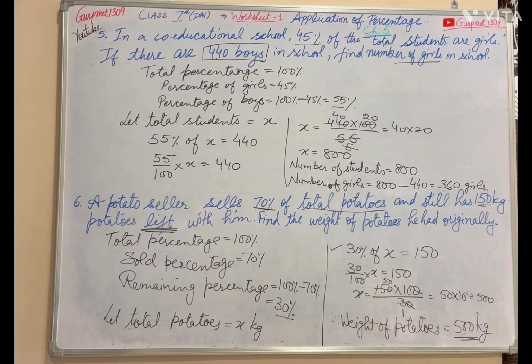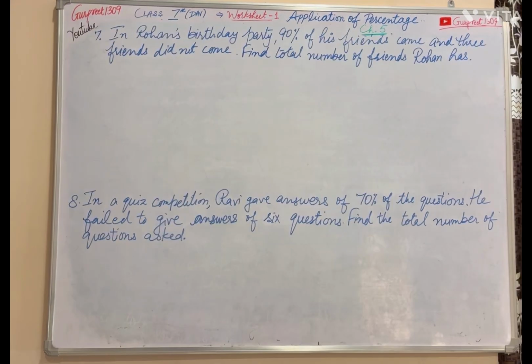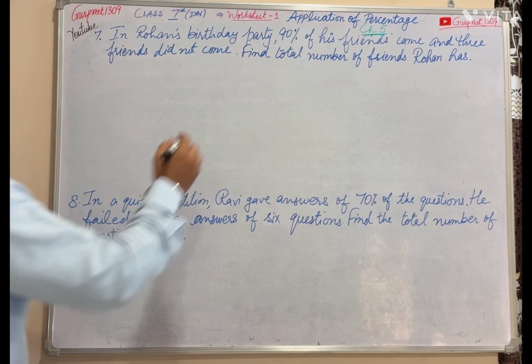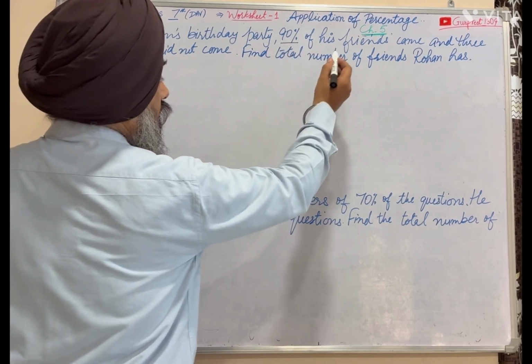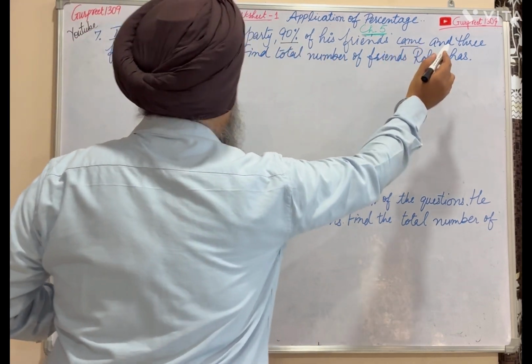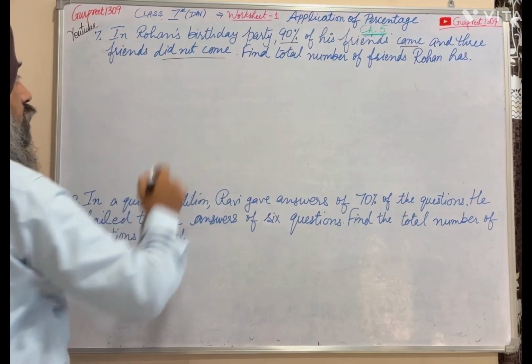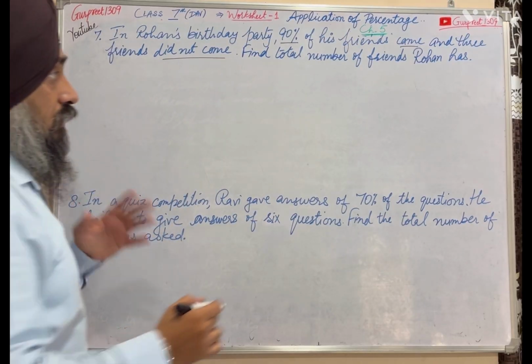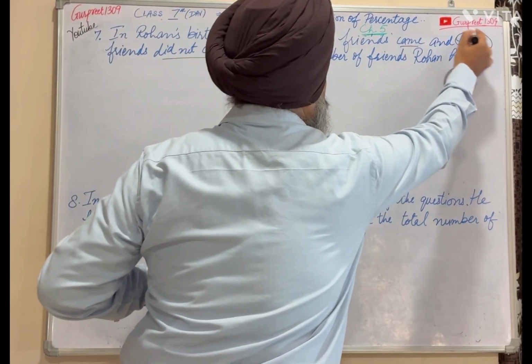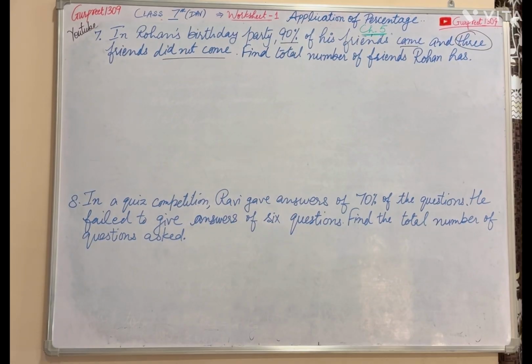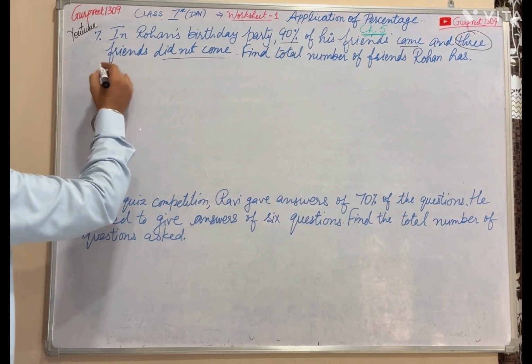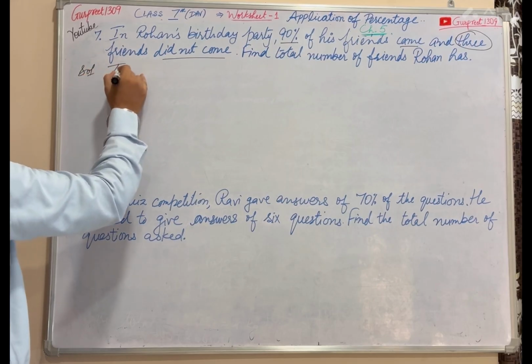So those are the 5th and the 6th questions. Now moving toward the 7th question. At Rohan's birthday, 90% of his friends came, but 3 didn't come. Here it is written as 3. So we have to find the total number of students. First of all, in the same way, we take the total friends.